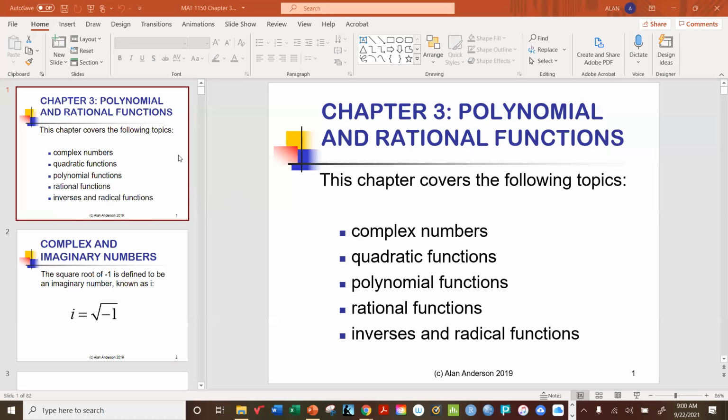So we're going to just briefly review the properties of these numbers because, again, they may show up in some of our equations. And then we can focus on the rest of these, the quadratic functions, which you've definitely seen before, the polynomial functions, which are higher order functions, rational functions, and inverses and radical functions. Now, these all sound very scary, but most of these you've seen before. But let's just start with our complex numbers.